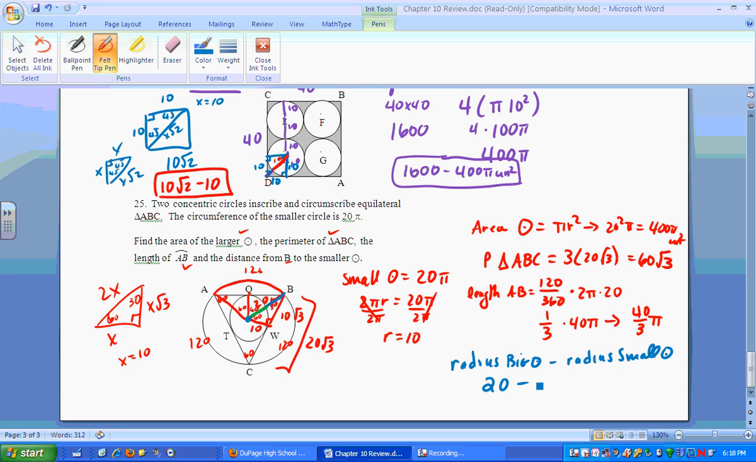Well, the radius of the big circle is 20. The radius of the small circle is 10. This is one of the cases where there's no like term on there. There's no root 2, so then one doesn't have a root 2. So can you do the math? Can you do 20 minus 10? You can do that, and your final answer would be 10 for the distance from B to the smaller circle.